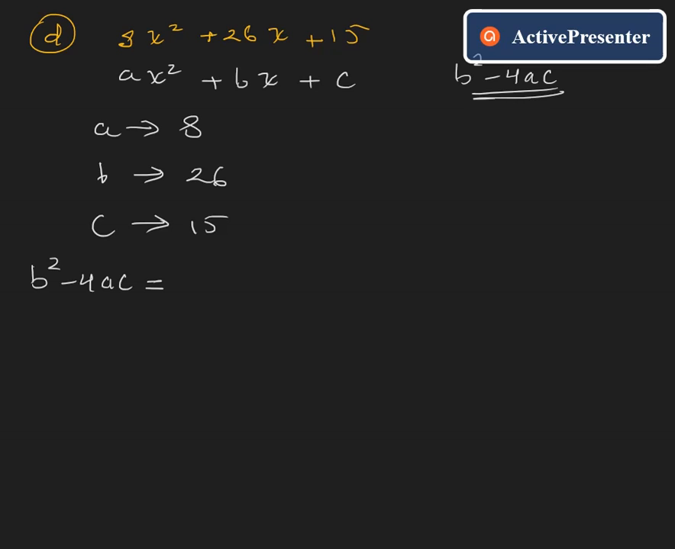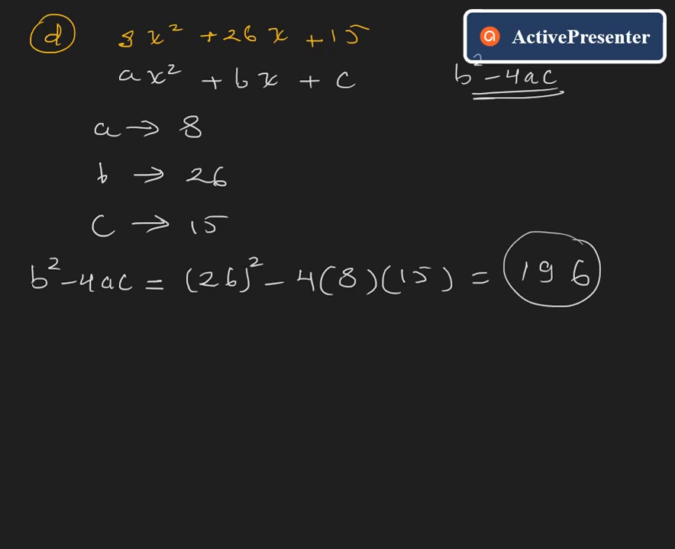This is equal to 26 squared minus 4 multiplied by a, which is 8, multiplied by c, which is 15. This is equal to 196. 196 is a perfect square. If you multiply 14 by 14, you will get 196. This is a perfect square. So b squared minus 4ac here in this question is a perfect square.